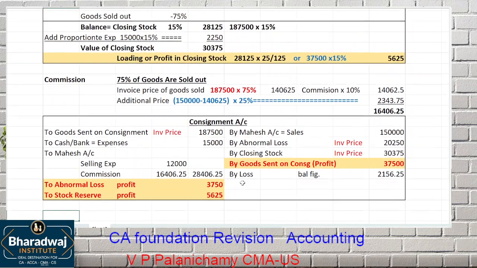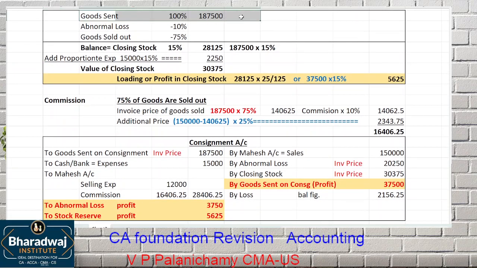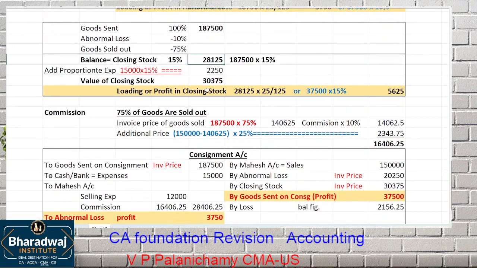Closing stock. We have sent 1,87,500. Of that, 10% is abnormal loss and 75% is sold out. Now the balance is which one? Closing stock. Add expenses proportionately, 15,000 into 15%. Why 15%? What is the proportion of closing stock? 15%. So for the total value of closing stock, the profit element is 15% of the 1,87,500 included in stock. So you can directly take the 37,500 total profit into 15%, or 28,125 into the profit margin. It will give us 5,625.